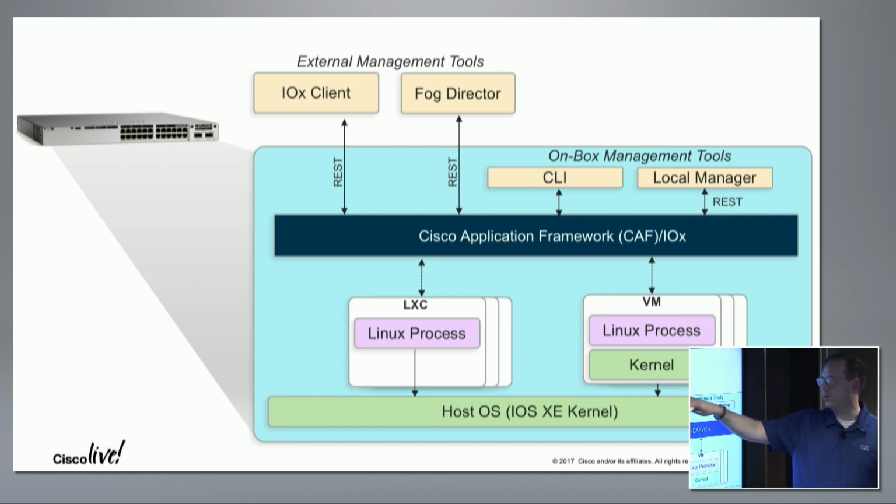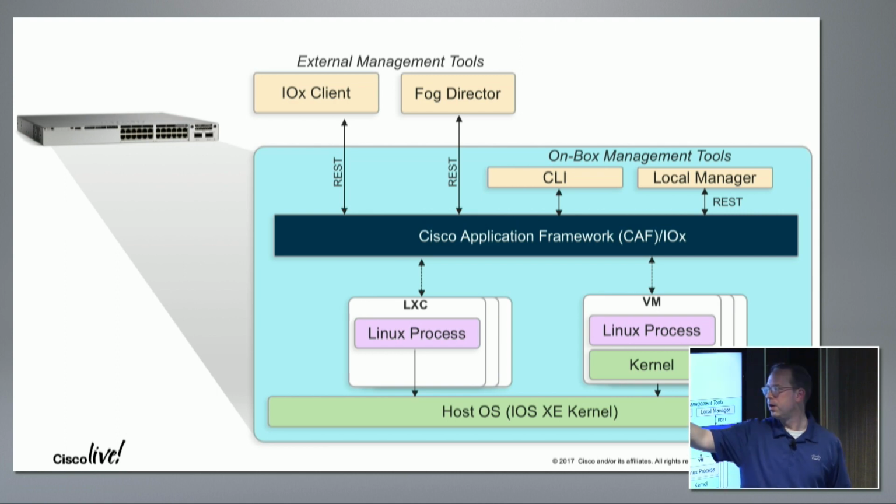We also have external management tools. IOx Client is a CLI-based client. It works on Linux, and it works on macOS. It will also work on Windows if you have a Linux VM on Windows. You can run it on Windows, but it won't run directly on Windows. Fog Director is a tool that we have. Obviously, Local Manager and CLI are focused on the specific box that you're working on. IOx Client can connect to multiple devices, but one at a time. Fog Director is really a part of our IoT suite of applications, but it's intended to manage multiple devices. Because obviously, if you're doing this, you don't want to do it over and over and over again if you have 50, 100 switches. So those tools are used to spin up and destroy those containers.